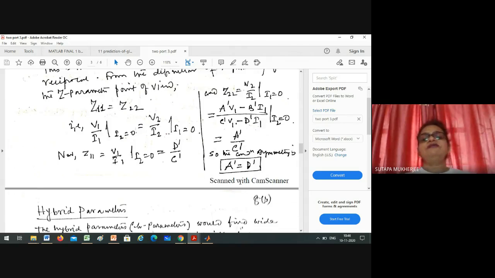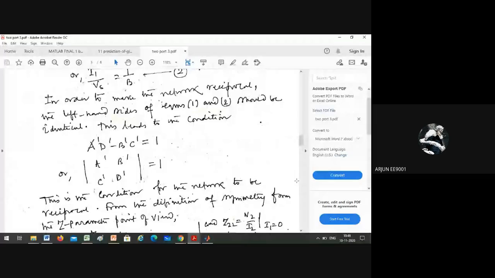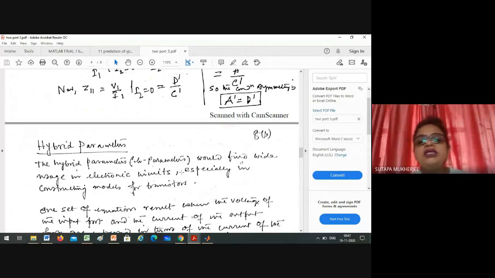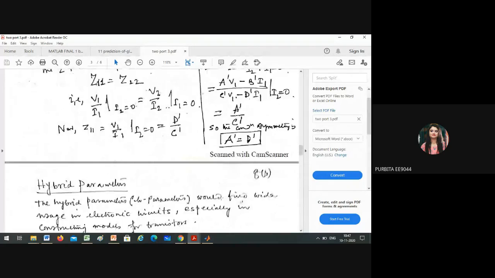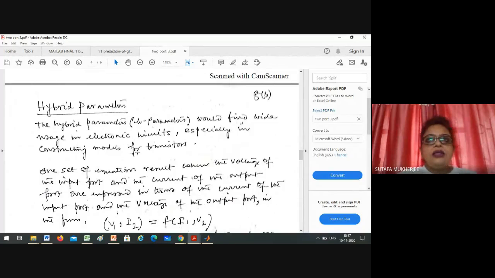So we have completed the inverse transmission parameter. Let us recap a bit. In case of inverse transmission parameter, what was my function? V2 I2 equal to function of V1 I1. Is Arjun correct? Yes, ma'am. Then what did we say next? Condition of reciprocity and symmetry.